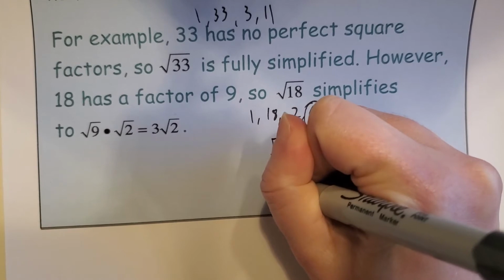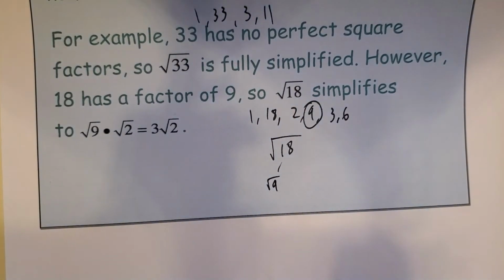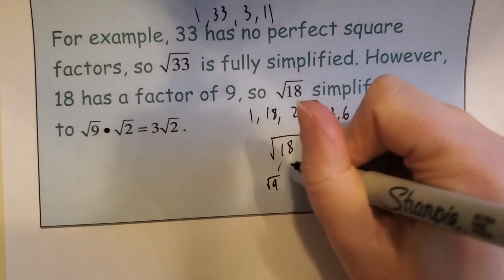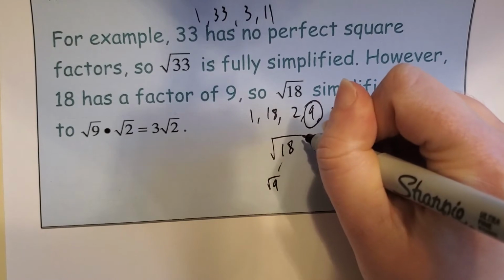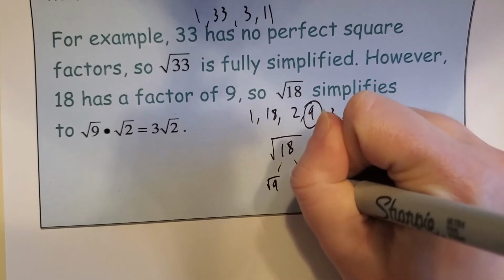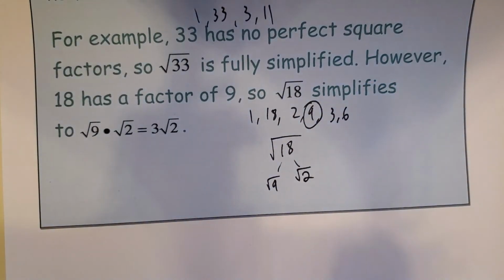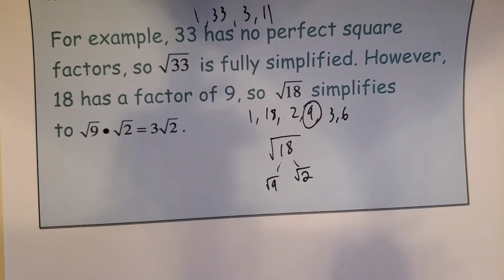9 is a factor of 18, and 9 times 2 is 18. So the square root of 18 can be broken down into the square root of 9 and the square root of 2, because 18 can be broken down into 9 and 2. You know what I mean?